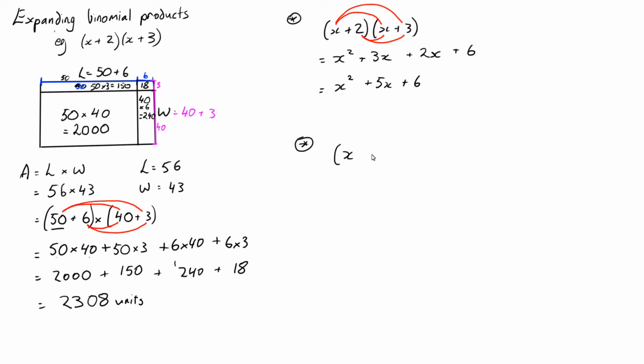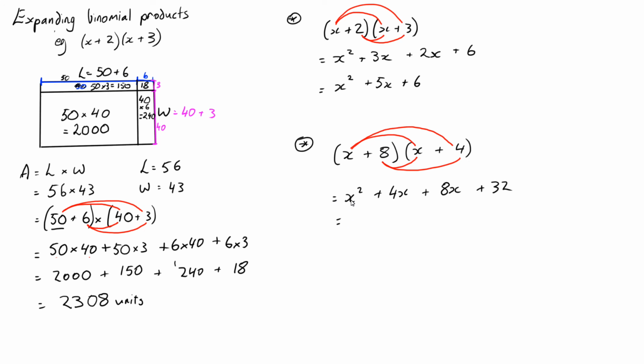So let's say we've got x plus 8 and x plus 4. And so to recap, we draw a line from each element in the first to every element in the second set of brackets. So x and x, x and 4, 8 and x, 8 and 4. So x and x gives us x squared, x and 4 gives us 4x, 8 and x gives us 8x, and 8 and 4 gives us 32. And then finally collect your like terms. So x squared plus 4x and 8x gives us 12x plus 32. So that's pretty much the method for expanding binomial products.